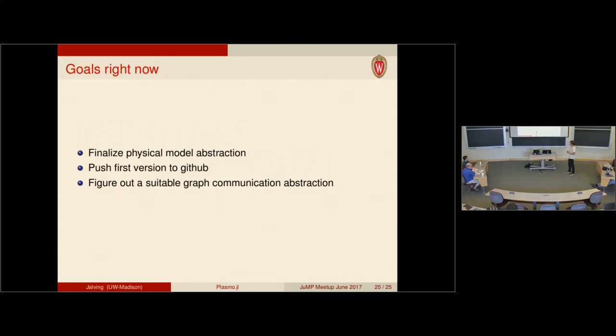And so for my goals right now, I would really just like to finalize this abstraction, push it to GitHub, and then maybe this week actually figure out a good abstraction for the graph communication. Although now that I've seen the presentation for power models, I would actually like to see maybe how that integrates, and maybe if I could actually use some of the power models components directly within the graph. So that concludes, so I could take questions.